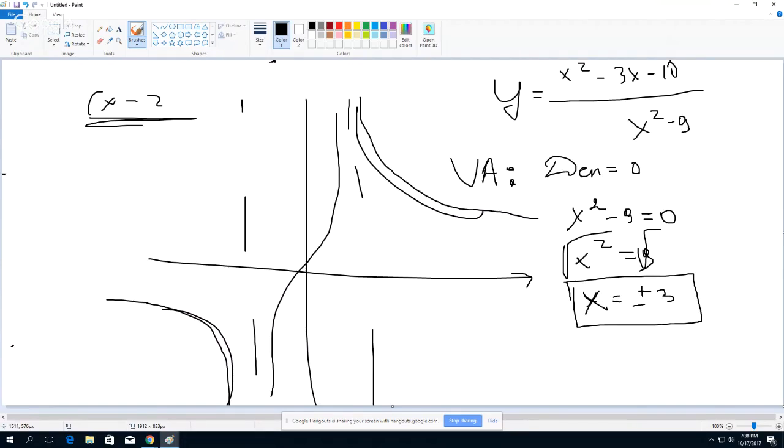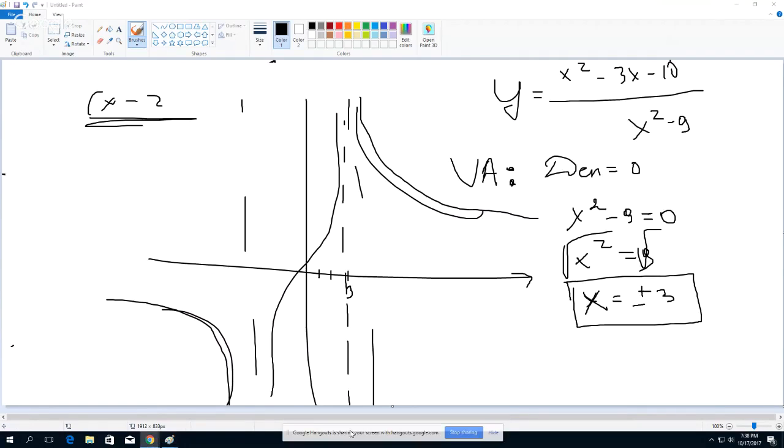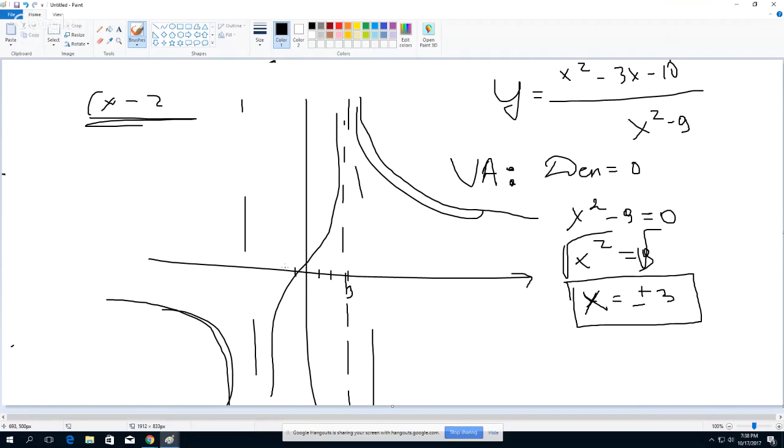Okay. So we can graph it. X equals 3, so 1, 2, 3. Here's our first vertical asymptote, it goes like that. And then we have minus 3, 1, 2, 3, and then it goes vertically through like that.